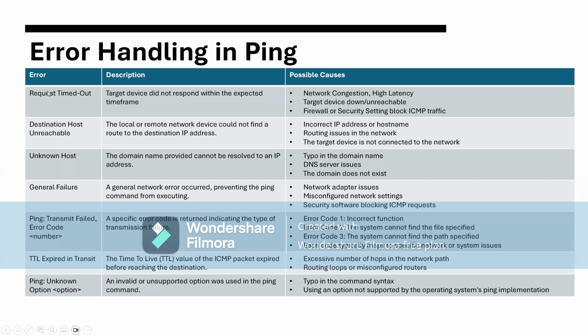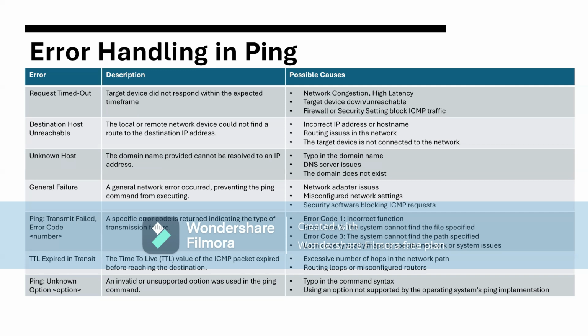If you are getting a request timed out, you might see that the target device did not respond within the expected time frame. It could be due to network congestion, target device down, unreachable, like R3 was down, firewall or security setting blocking ICMP traffic. It could also be a scenario of intermediate devices down. In that scenario, we can see a similar result. Or whoever is a gateway is down. In that case also we might see a similar scenario.